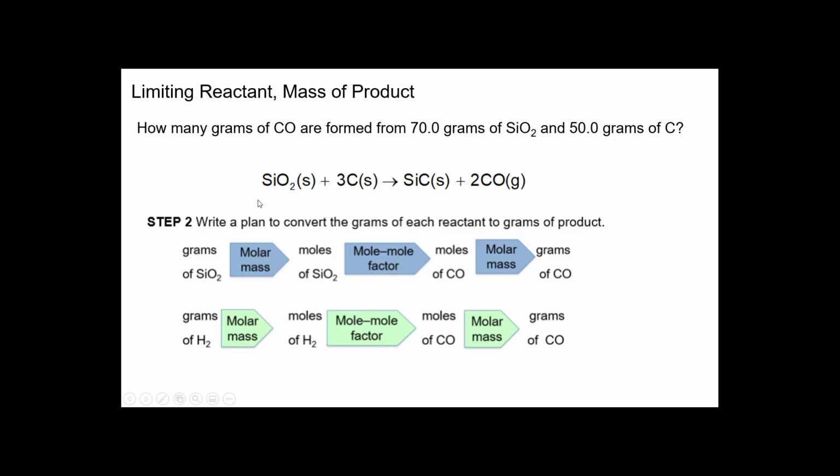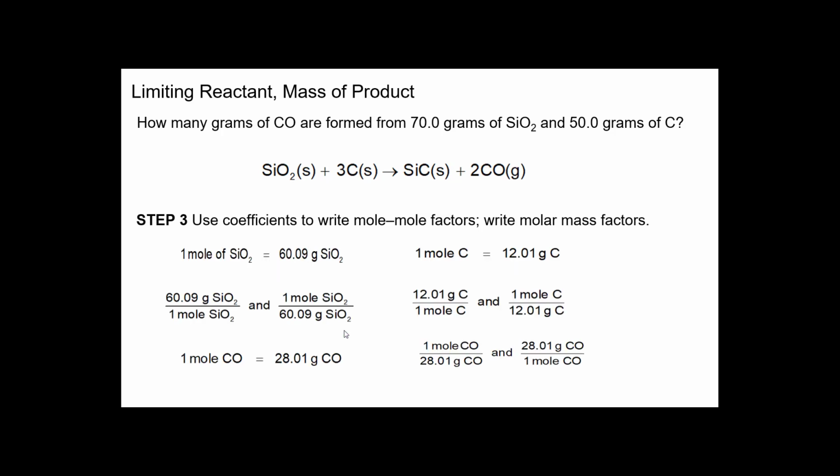So for instance, silicon dioxide has a 1 in front, but carbon has a 3. So this is a 1 to 2, and this is a 3 to 2 ratio. You have to make sure you factor in those little things, because if you don't catch them, it messes up the whole problem and your answer's wrong after all that hard work.